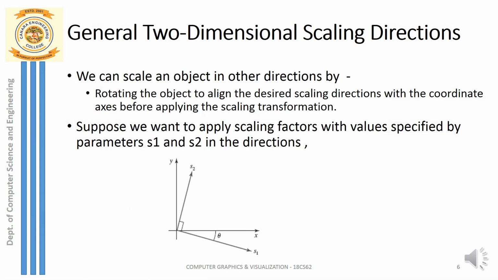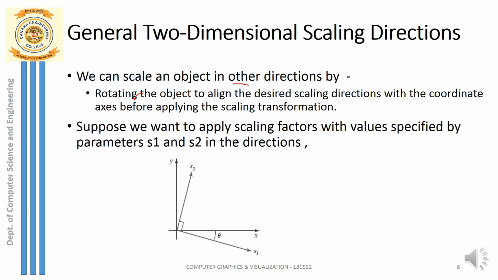You can now see here general two-dimensional scaling. It is something like I can scale the object in another direction as well. What is the meaning of another direction over here? I can perform rotation. In order to achieve this scaling in another direction, I can go for rotation as well. We can discuss this with the help of an example.